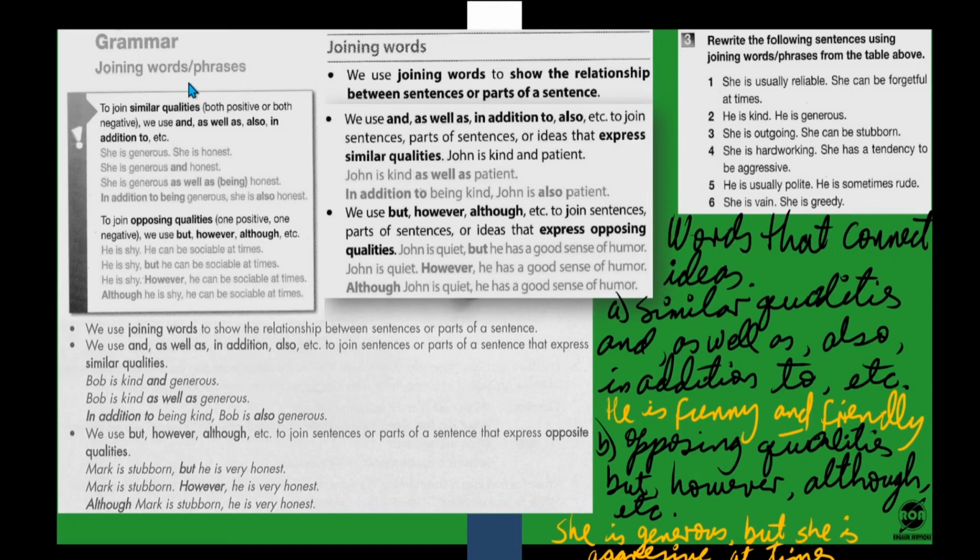So if we move forward, we have one of the grammar points of this section B, which is joining words. Joining words are words that connect ideas. These ideas can be similar qualities or can be opposite qualities. If they are similar, you usually use and, as well as, also, in addition to, etc. And if they are opposite qualities, use but, however, although, etc. An example of similar is he is funny and friendly. She is generous, but she is aggressive at times. Here you have all the grammar points from the book and workbook with more details.